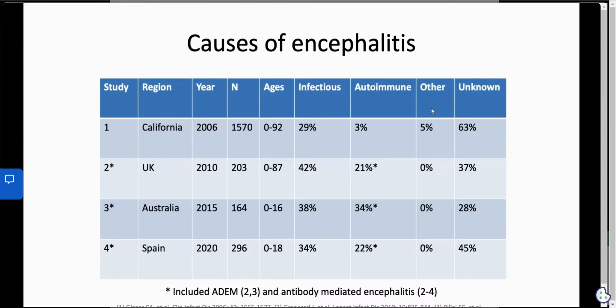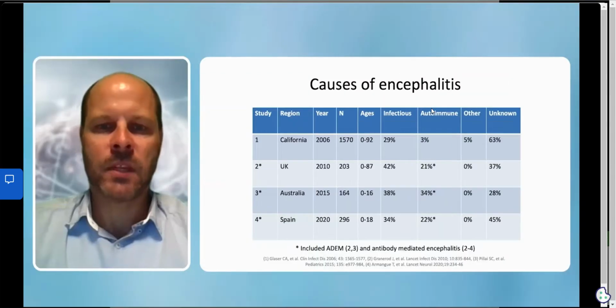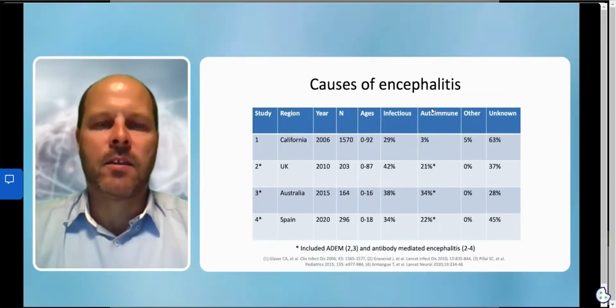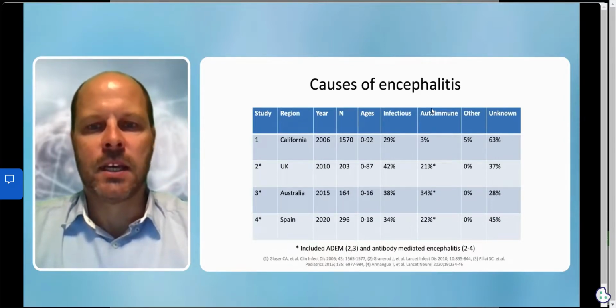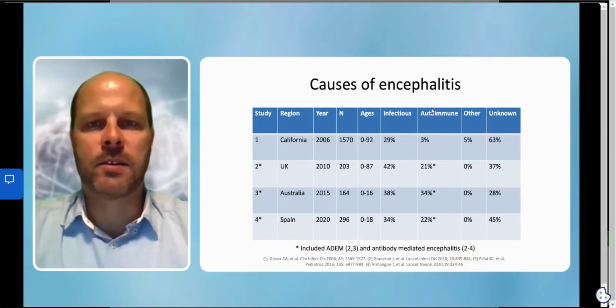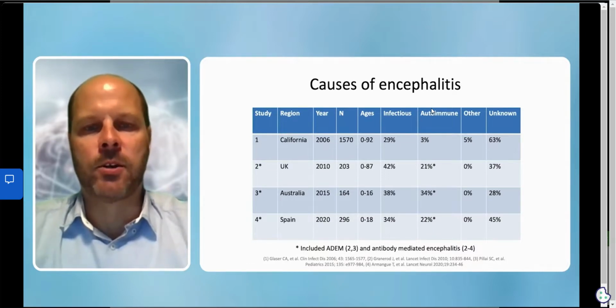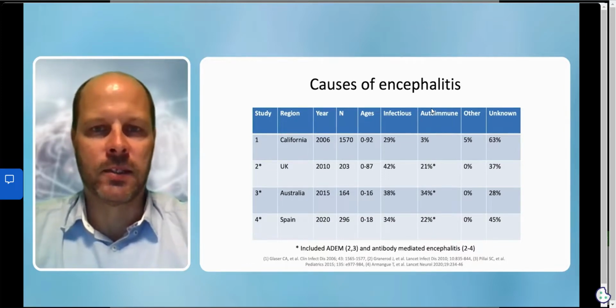Overall, and what I quote to patients and families, is that approximately 1/3 of patients will have an infectious cause, 1/3 of patients will have an autoimmune cause, and 1/3 of patients will have no known cause identified. As you'll see in the slide, the percentage of cases attributed to autoimmune encephalitis has significantly increased over time, going from 3% in the California Encephalitis Project to anywhere from 21 to 34% in the other studies.